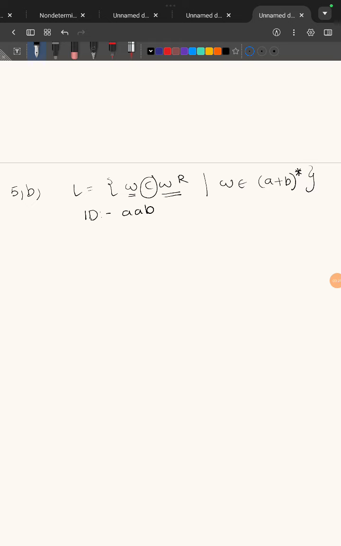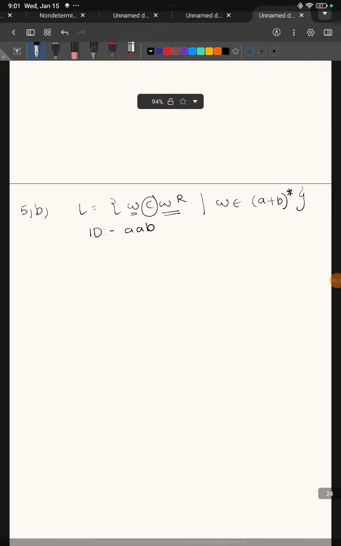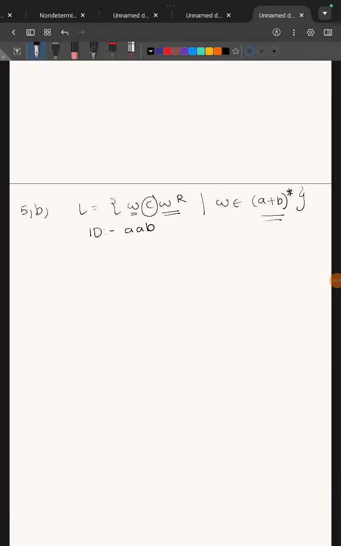They have given the symbols to be A and B. For example, it can accept strings like A, B, B, separated by the C. After that, what will be the reverse? It is B, B, A. Such strings it can accept, and you have to design the pushdown automata for that.